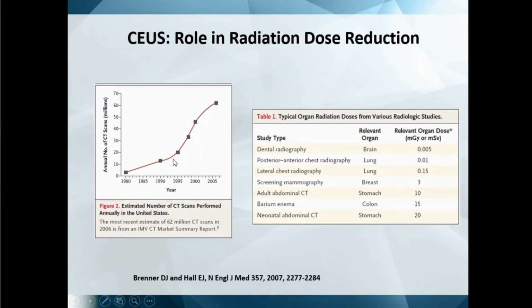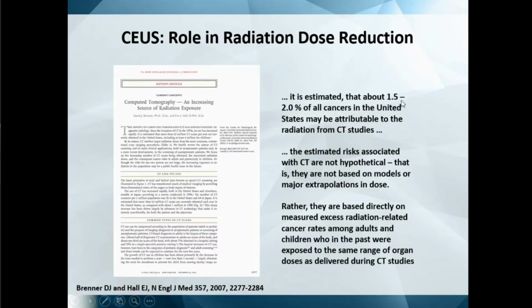This is a chart from the United States of America, just showing you how CT contributes to this increased radiation burden. Yes, it's helpful in the diagnosis, but you have to be aware of the amount of radiation you give to the younger patient, and more importantly, patients are now aware of how much radiation they are receiving with diagnostic radiology. It's estimated that between 1.5 and 2% of all cancers in the United States may be attributable to radiation from CT studies. And this is substantial, and we may not see this for a number of years hence.